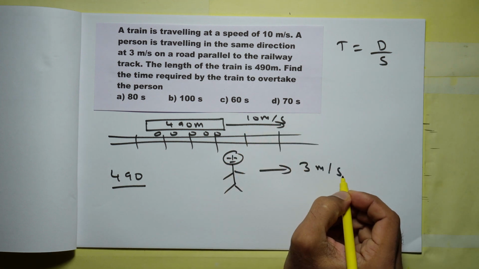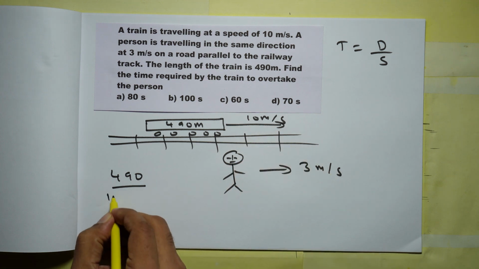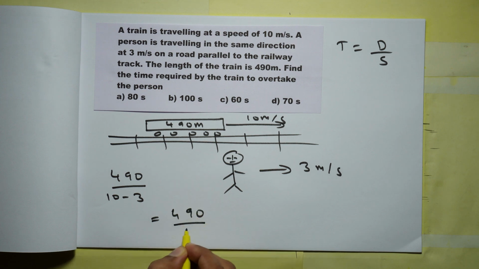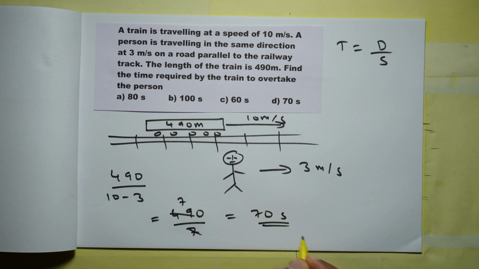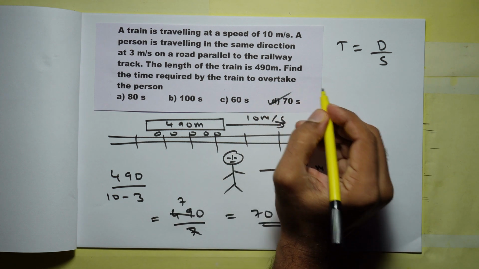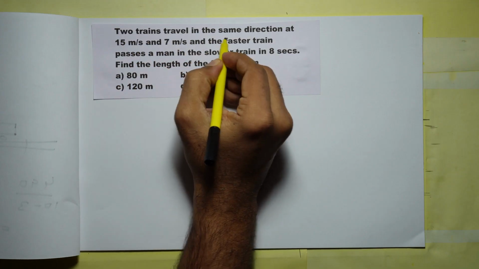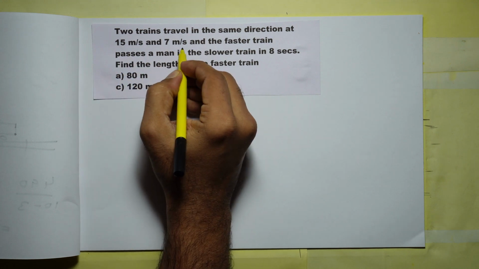And so distance is 490 divided by speed or relative velocity. They are both moving in the same direction. So relative velocity will be the difference of their speeds. That is 10 minus 3. So that you will get it as 490 by 7. So 7 divides 49 7 times. So the time required is 70 seconds. That is option D.